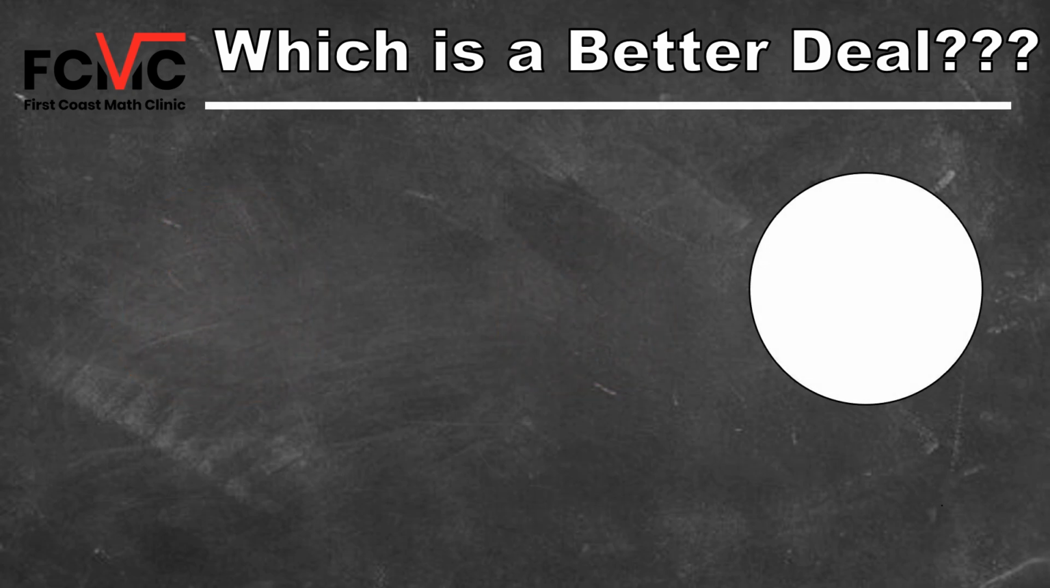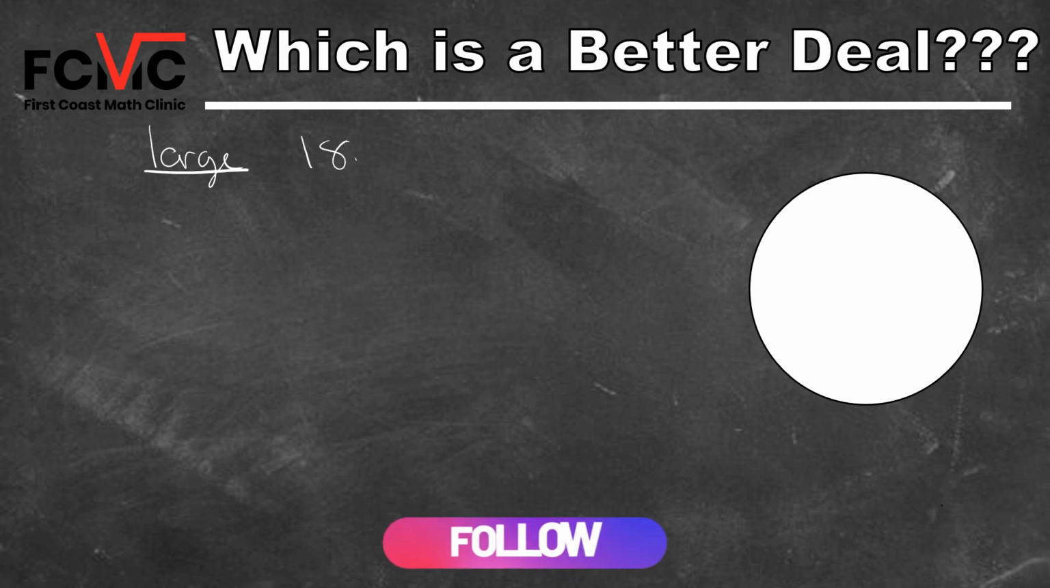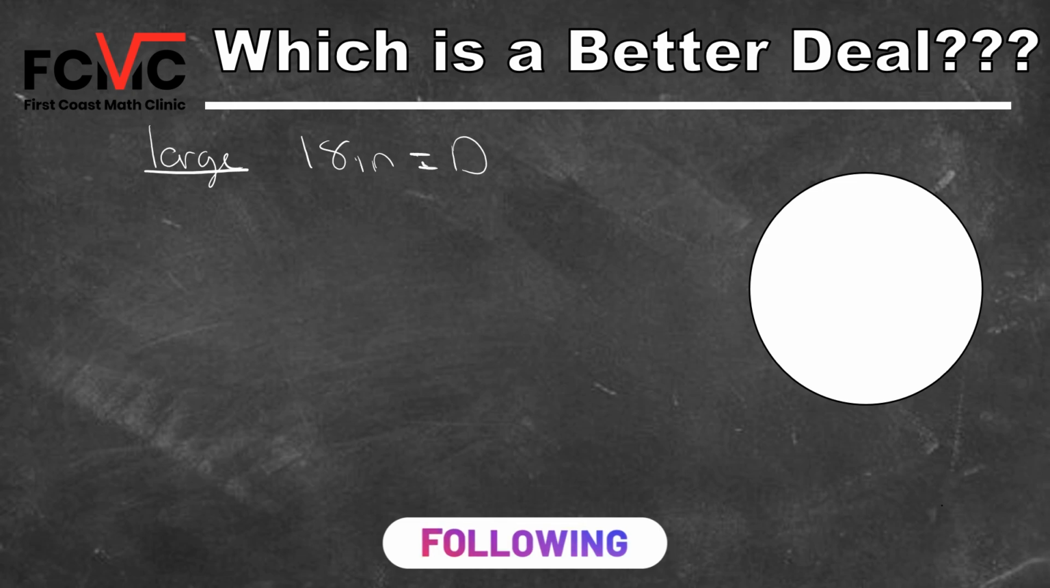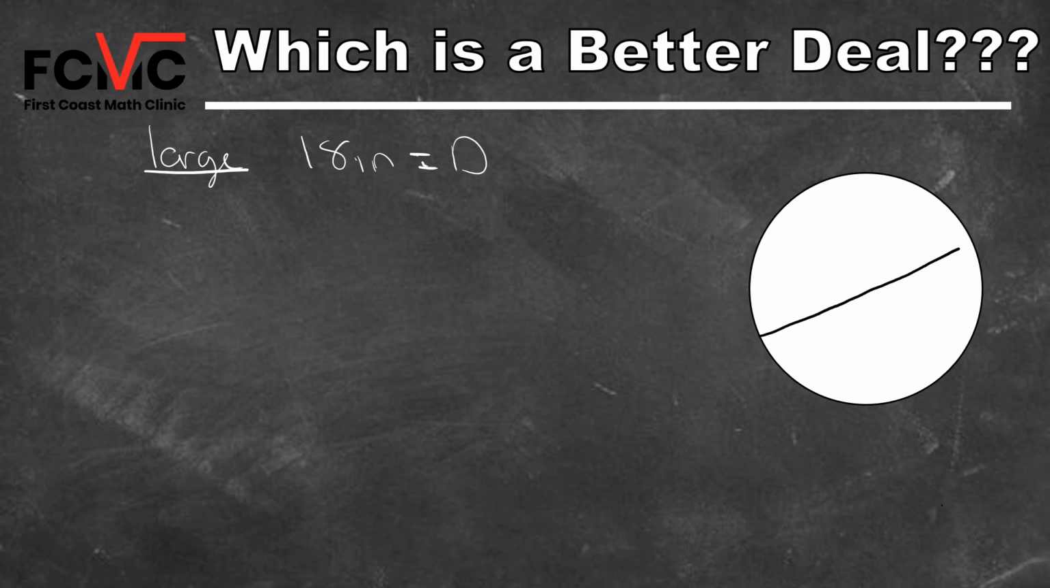All right, so starting with our large, we know that our size is 18 inches. So that's going to be the diameter of our pizza. So let's just draw that in. So we've got our pizza here. So if I draw that in, that's our 18 inches. And then our radius right here is going to be 9 inches. So that's our radius.